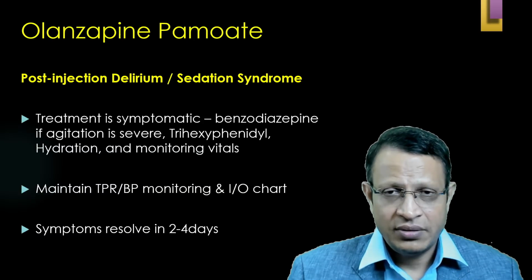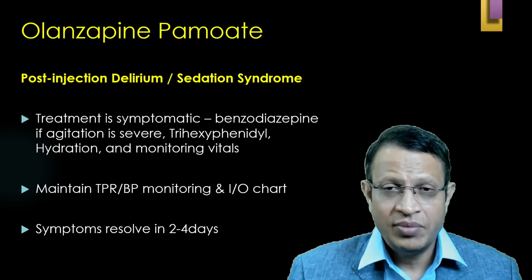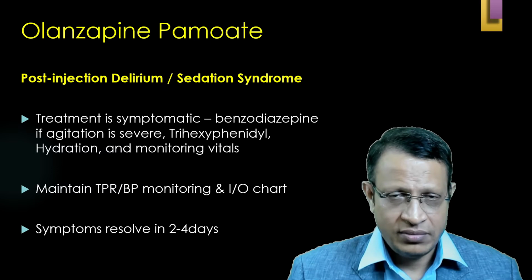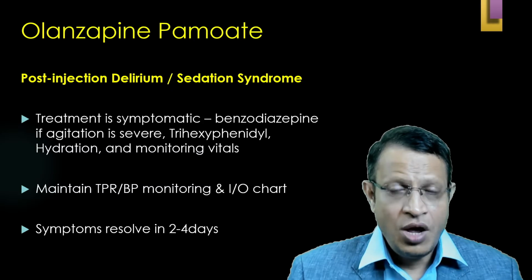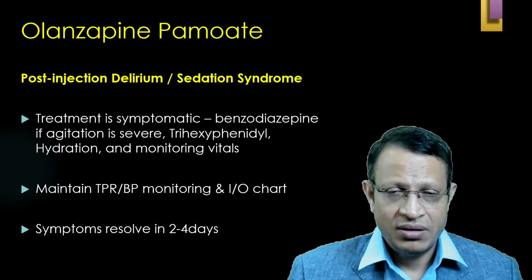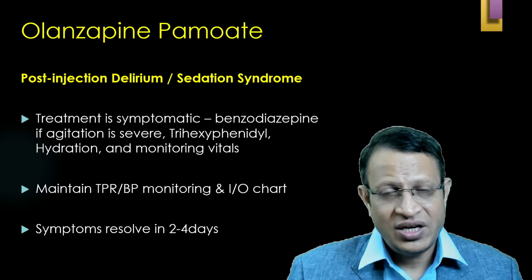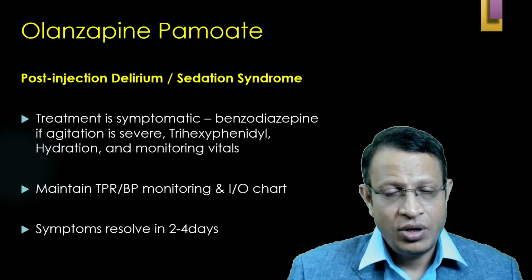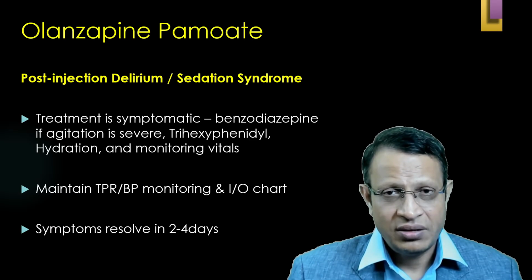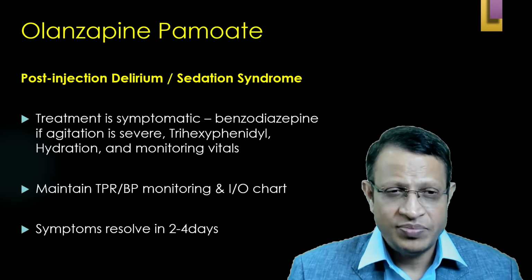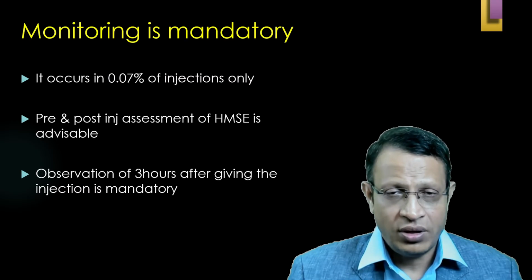What is the treatment? Treatment is symptomatic. For agitation and irritability, you need to give benzodiazepine. If the patient is having EPS, please give trihexyphenidyl. Monitoring vitals is essential. Hence, monitor TPR, BP, and input-output chart. Usually, this delirium will resolve in 2 to 4 days. Hence, you need to admit the patient to the ward if the patient develops post-injection delirium or sedation syndrome, and observe for 4 days.